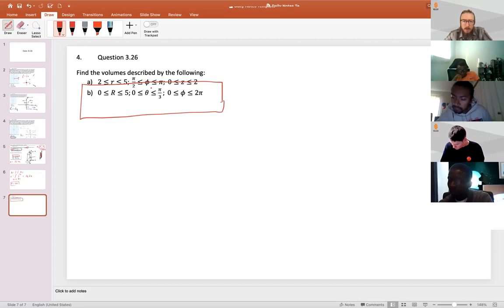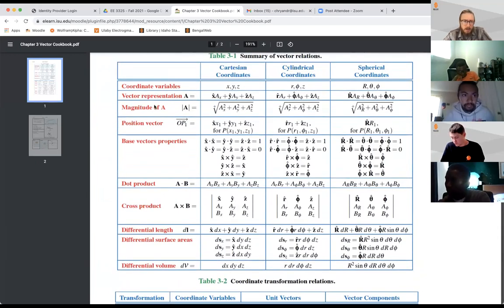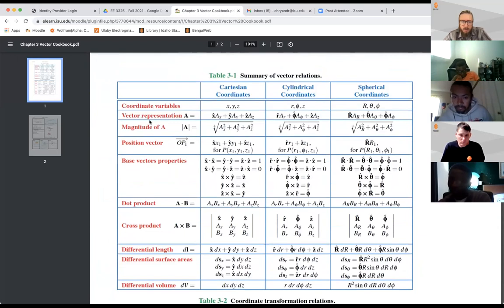All right. So if we're doing a volume integral, we can look through this cookbook and go down. See differential length, surface area, differential volume. All right, so this is what we would use when we're doing volume integrals. So I went down here and I see the volume. And then we said, okay, this is definitely going to be spherical coordinates, so the integrand we should use is this one in the corner.